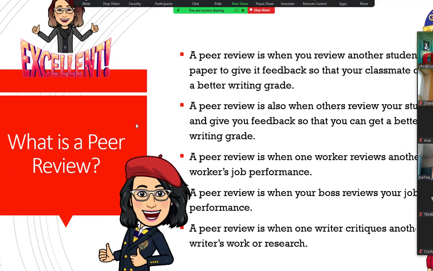So what is peer review? A peer review is when you review another student's paper to give it feedback so that your classmate can get a better writing grade. A peer review is also when others review your paper and give you feedback.